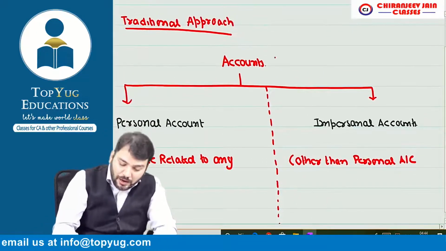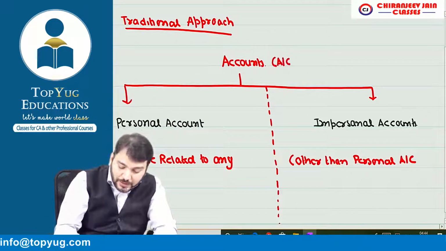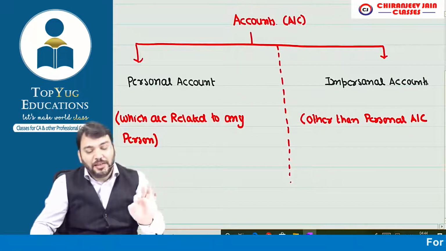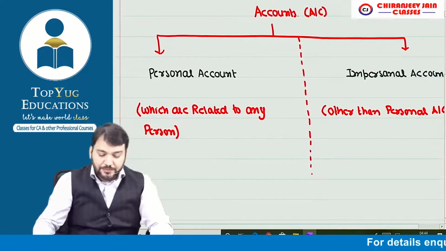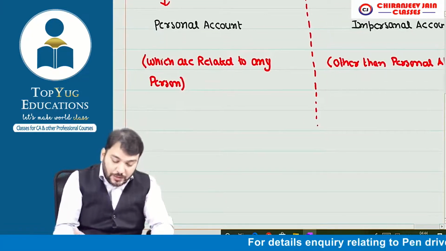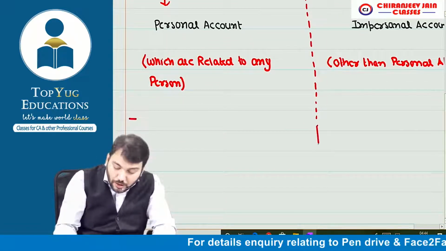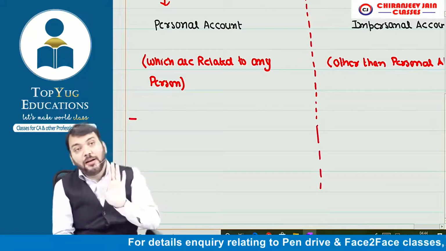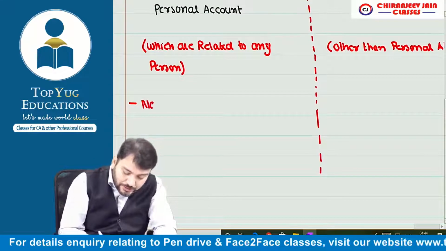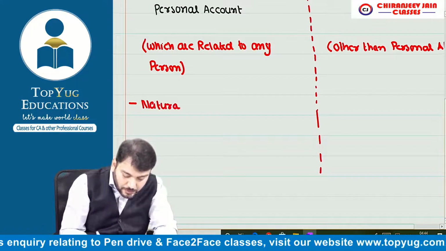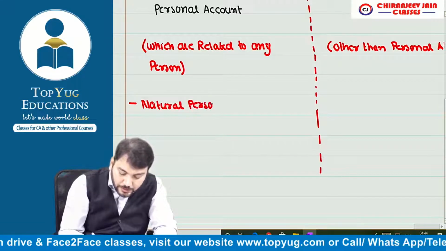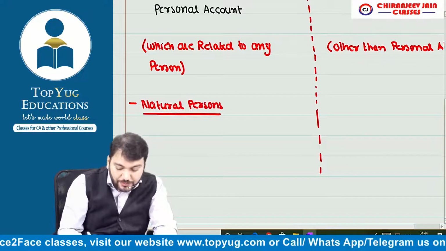Understood? So how do we write account in short form? Like this. Understood? So now we will not write account in full, we write A/C. Correct? Understood? So personal accounts are those related to any person. Now, a person can be of three types for accounting. First is known as what? Natural persons. Correct? So what does natural person mean?